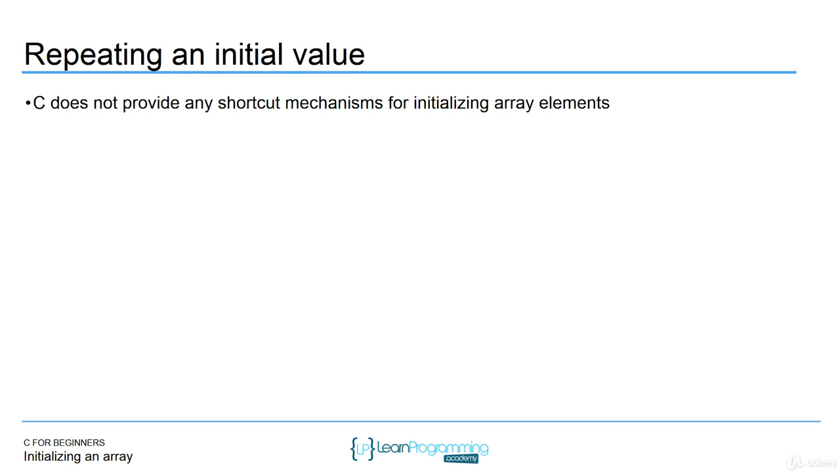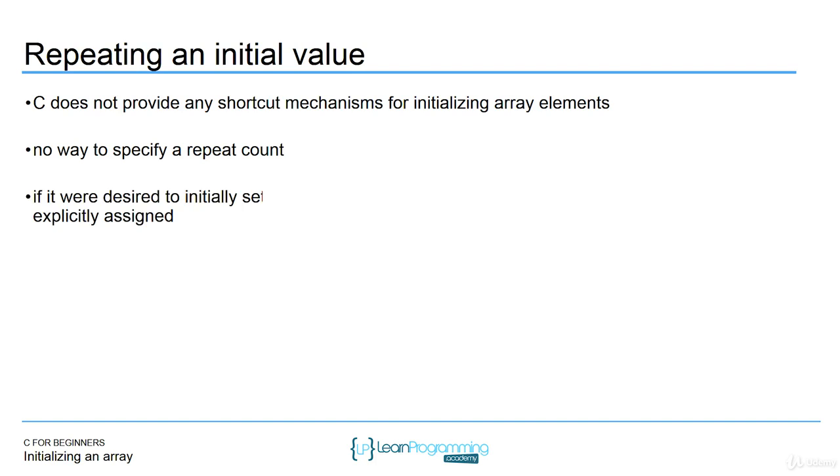You may see in C11, where you can initialize the same value to the entire array just using the brackets with no subscript, just the number. But right now in C89 and C99, there's no way to specify a repeat count. There's no way to say all the elements of this array should be the value 55, for example. So if it were desired to initially set all 500 values of the sample data to 1, all 500 would have to be explicitly assigned, which would be a big pain.